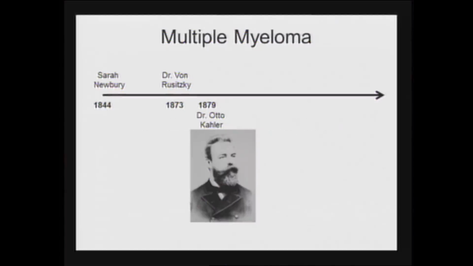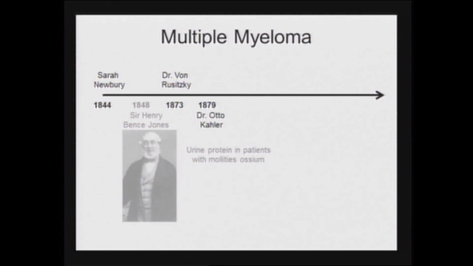So I told you about the history of the discovery of it, and part of this story goes back to 1848, where Sir Henry Bence-Jones looked at the urine in patients with myelitis osseum. I had to look this up. And it means softened bones. It was a disease of softened bones.